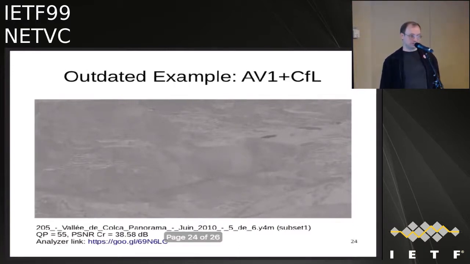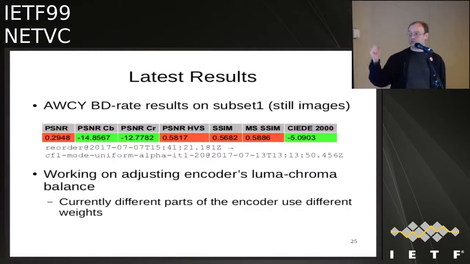And looking at the objective results. So these are measured just on still images, since this is an intra-prediction mode, so it does not have a large impact on intra-frames. We're basically trading off about 0.3% BD rate for PSNR to gain 5% for CIEDE 2000. And so CIEDE 2000 is a metric which actually contains both luma and chroma approximately weighted perceptually. So it's doing CIE lab conversion and then computing delta E.